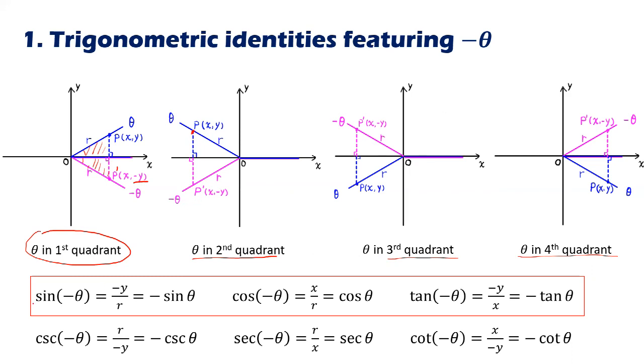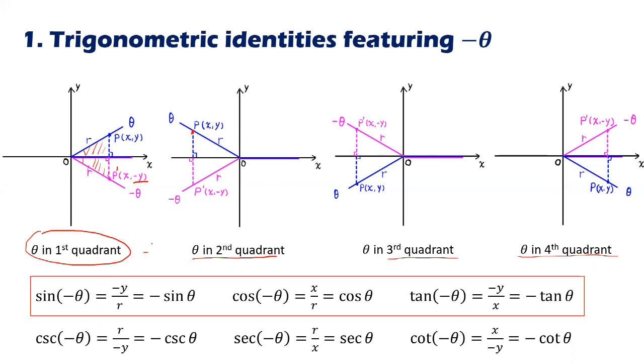Okay, so now if we want to calculate the trigonometric ratios for minus theta, for example, sine minus theta, according to the definition, it is defined as the y coordinate over the distance between this point and the origin point, right? The y coordinate of this point P prime is minus y. So sine minus theta is minus y over r. Understand?